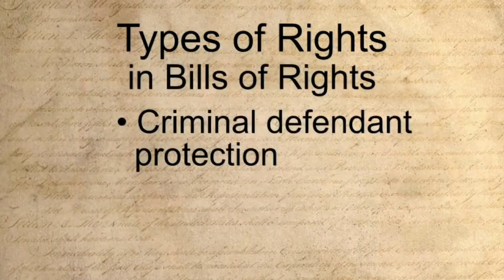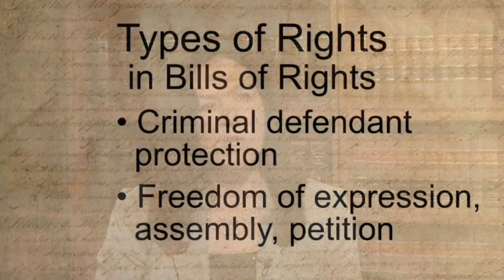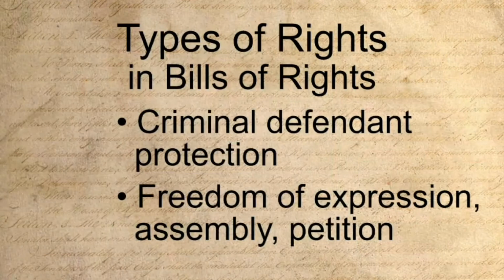One is criminal defendant protection. So our amendments, for example, the Fourth Amendment, the Fifth Amendment, and the Sixth Amendment, protect criminal defendants on trial regarding confrontation of witnesses and search and seizure even before they are defendants. A second category of rights is about freedom of expression, organization, and the ability to petition the government. We have that, and so do other Bills of Rights.